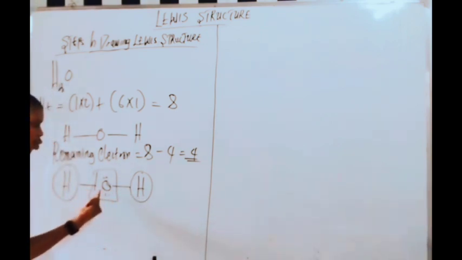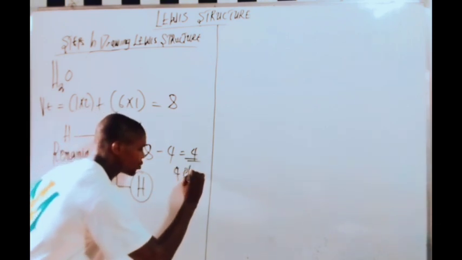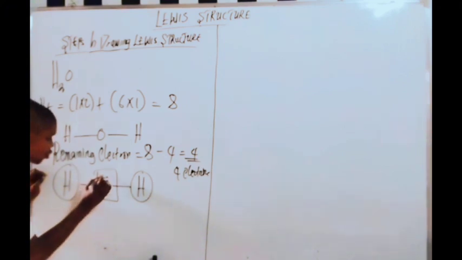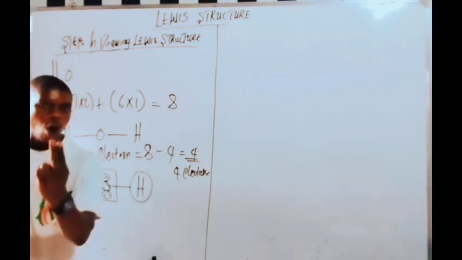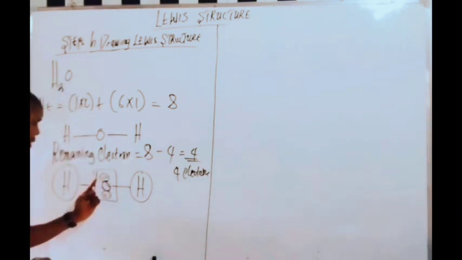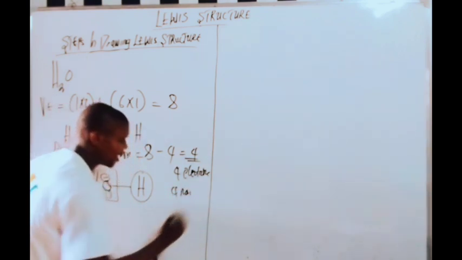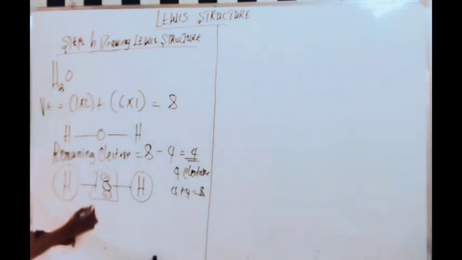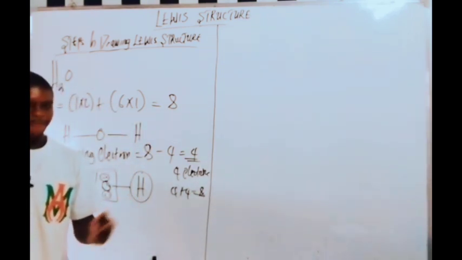How do I know it has the octet? Because 2 bonds equals 4 electrons, right? Now here we have 2 lone pairs, and a lone pair contains 2 non-bonded electrons. So here we have 1, 2, 3, 4, that is 4 non-bonded electrons. So 4 plus 4 is 8. That is, oxygen now has the octet electrons. Do you understand?